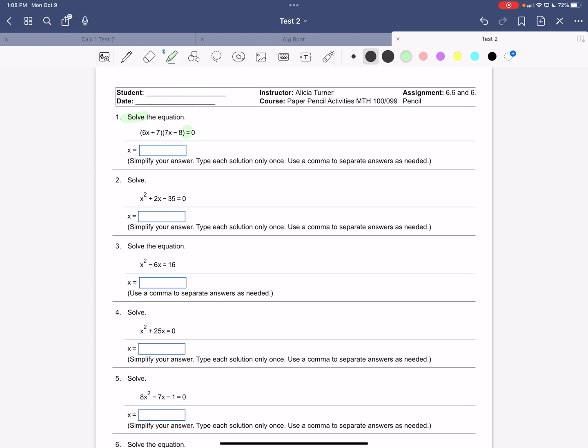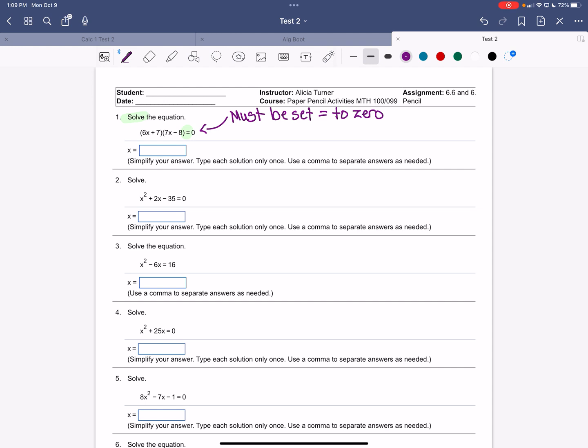Now, in order to solve quadratic equations, they must be set equal to 0. If it's not set equal to 0, you've got to do a rewrite. But in this situation right here, it's already set equal to 0 and it's already factored. Must be set equal to 0, then we factor it. This one is already factored.